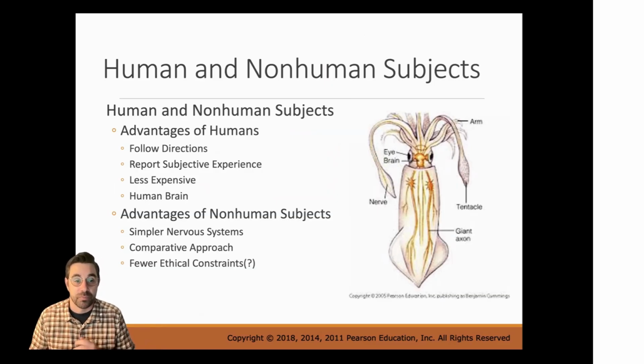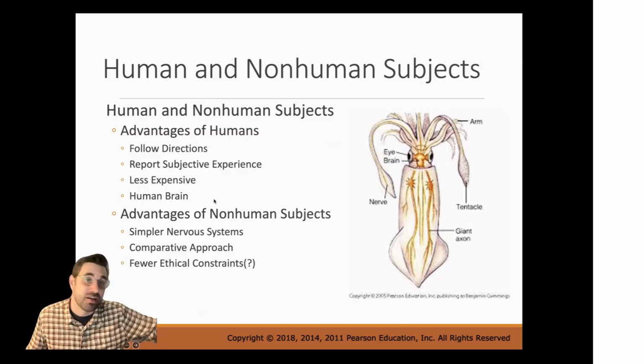The advantage of using humans, of course, is that humans can tell you what they're thinking and what they're feeling, their psychology. They can report their subjective experience. They can also follow directions. If I want to have you read, I can just tell you to read, and then you'll read. Animals are a little more difficult. You have to train them to follow directions, and they can't tell you what they're thinking. And they use a human brain. So if we're studying human psychology, why not study the human brain?